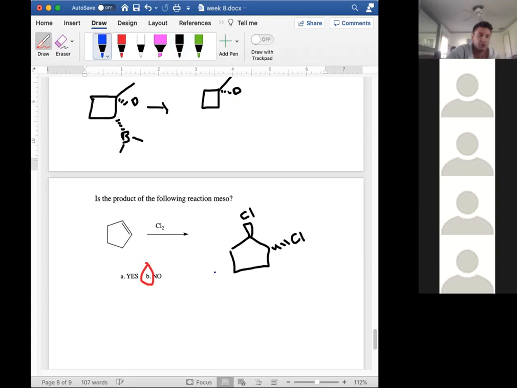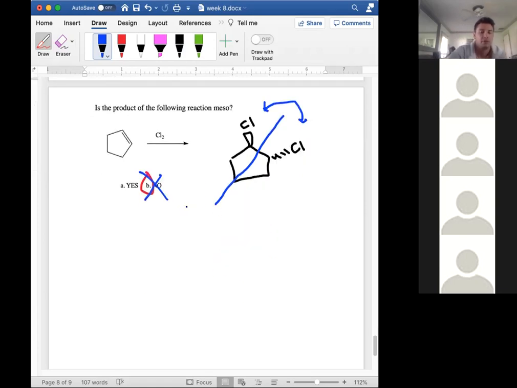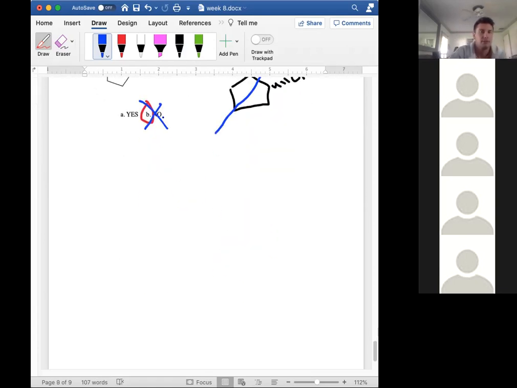We try to draw a plane of symmetry. Are these two sides mirror images? No. So that's why it doesn't create it. That's why this type of reaction does not create a meso compound. That's all. All right. And another thing that he may choose to throw at you is cyclopropanation.